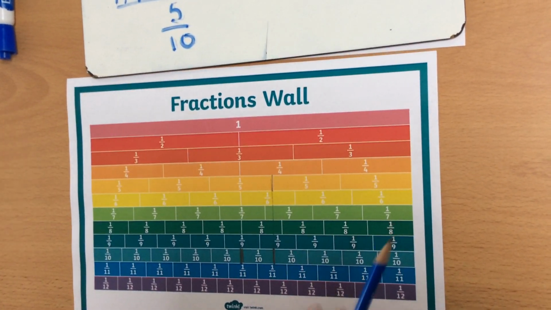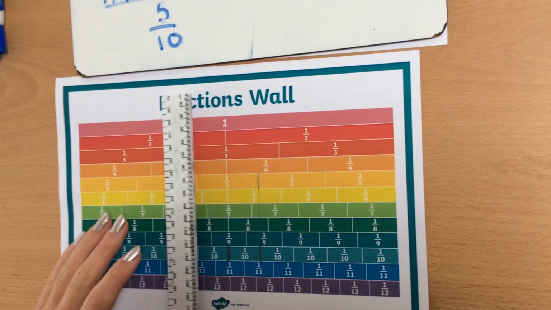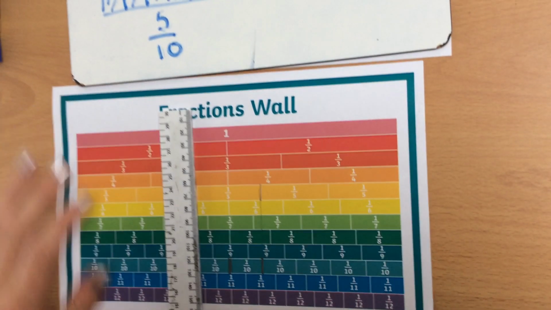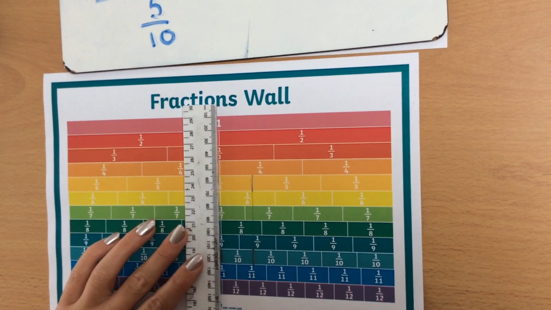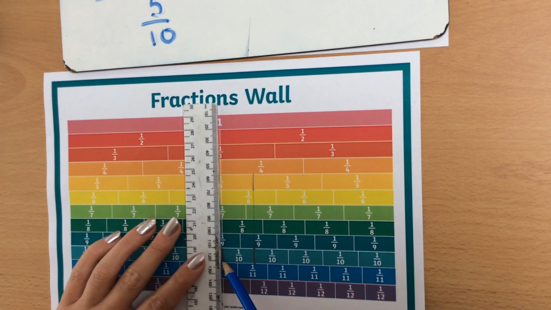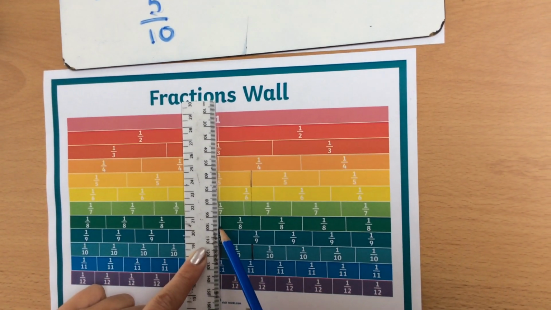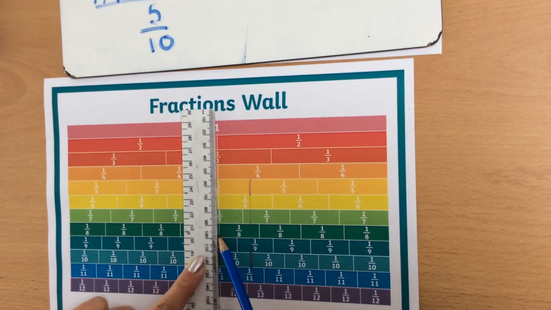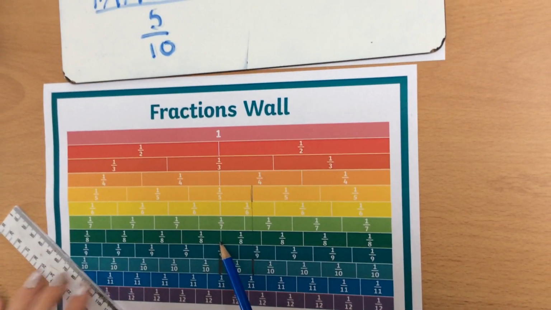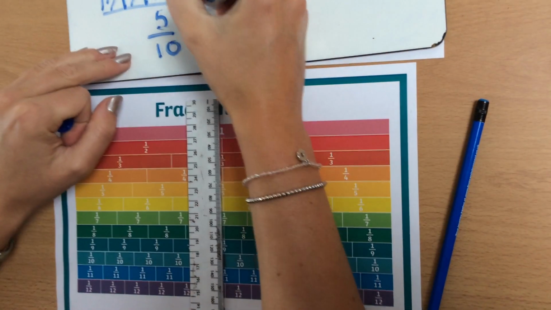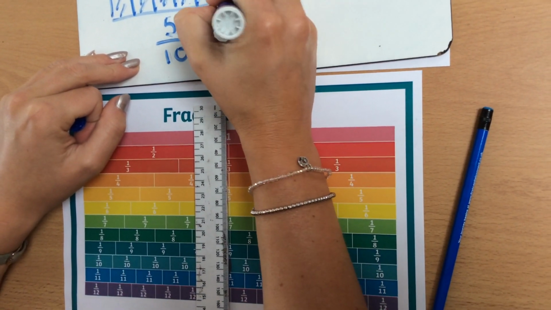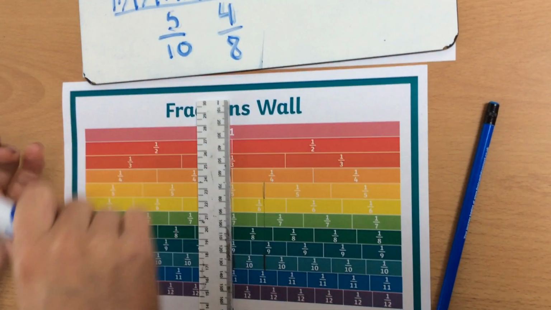Now I'm going to get my ruler and line it up. Some of you might have already spotted looking at the numbers 5 tenths. Let's have a look. Oh my goodness me, what can we see? We've got 5 tenths. It lines up with the eighths. How many eighths is that? 1, 2, 3, 4 eighths. I wonder if you can spot. I'm just going to write this down. Oh, 4 eighths.